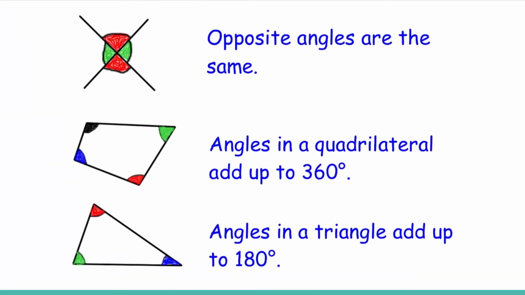If we have two straight lines and they're crossing, then the opposite angles are going to be the same. So for example, the two red angles would be the same, and the two green angles would be the same. And then the last two rules are that the angles in a triangle, which is what we were just talking about, they add up to 180 degrees. And the angles in a quadrilateral or four-sided shape, they add up to 360 degrees.